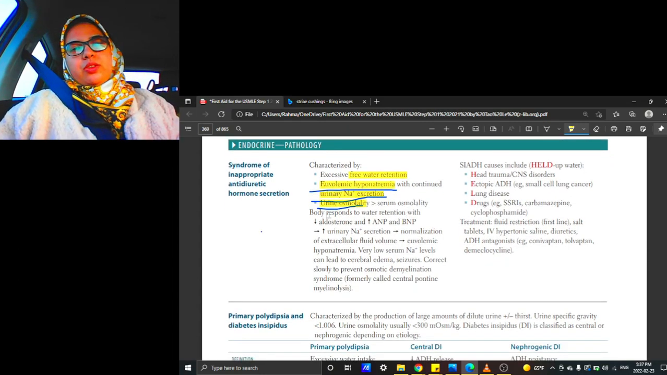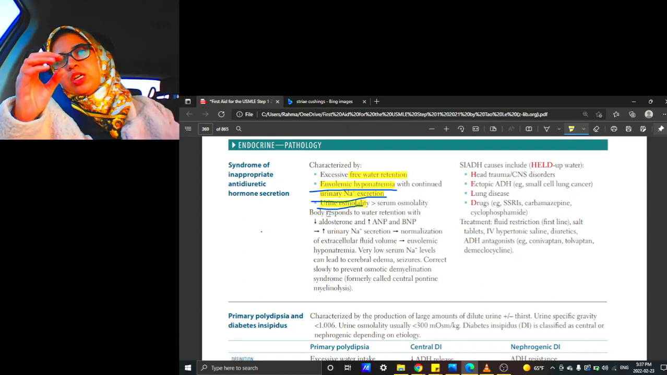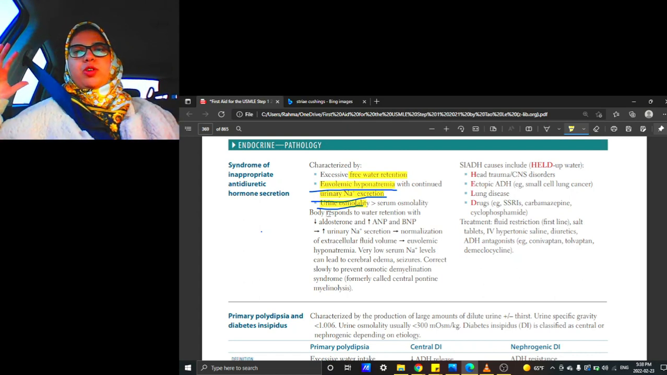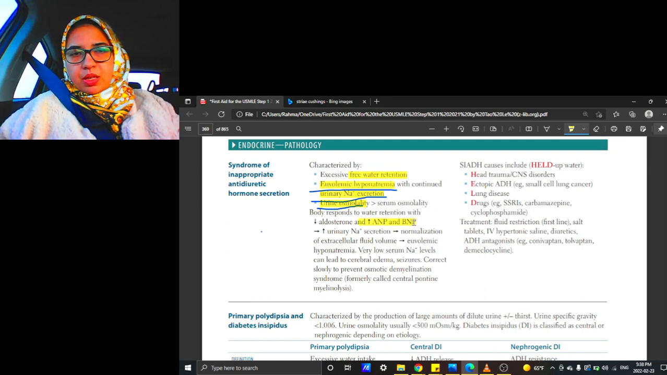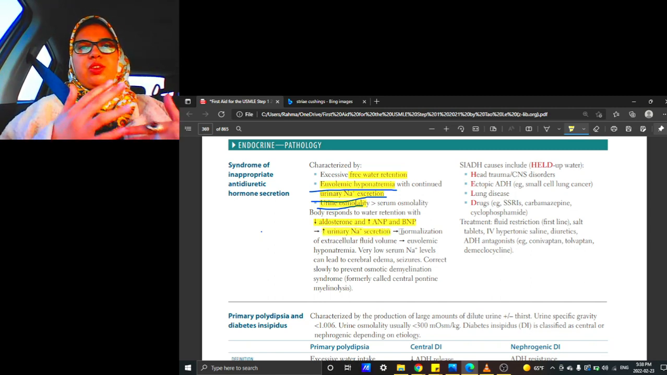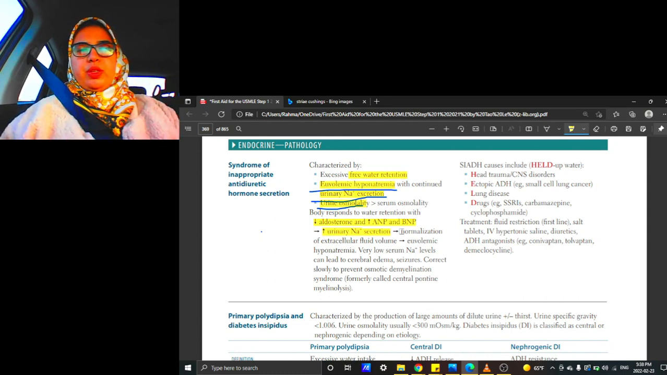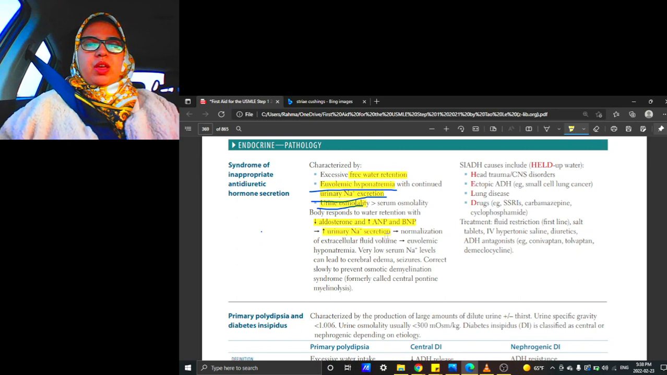The body responds to the water retention from the ADH. Remember, ADH put the aquaporin channels, absorbed all that water, and now I have water retention. How do I respond? By increasing ANP and BNP, as well as decreasing aldosterone. The urinary sodium excretion is going to increase. You're going to get normalization of the extracellular fluid volume. You're going to have euvolemia. But because I got rid of sodium, I'm going to have hyponatremia. Very low sodium levels can lead to problems.